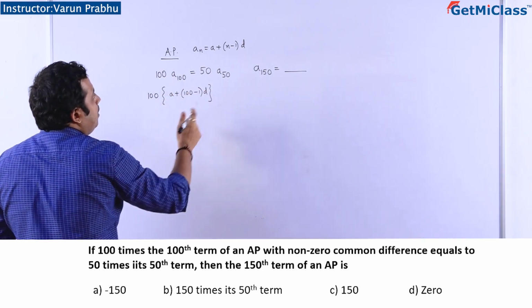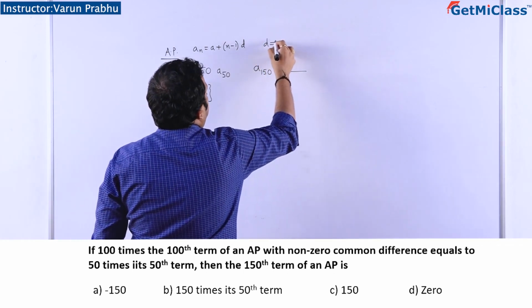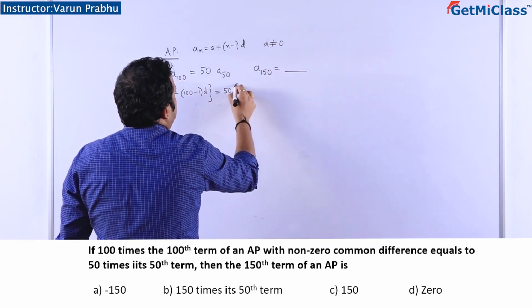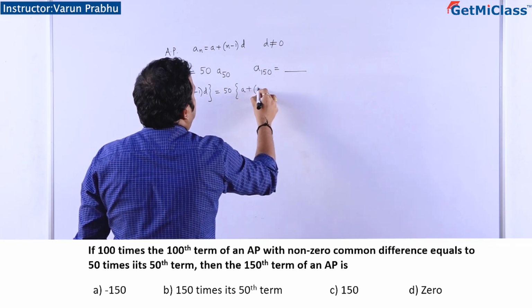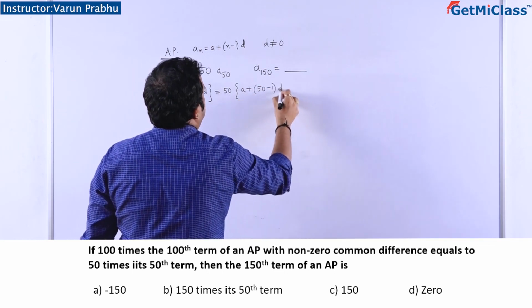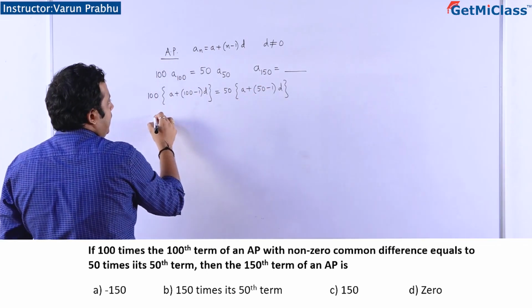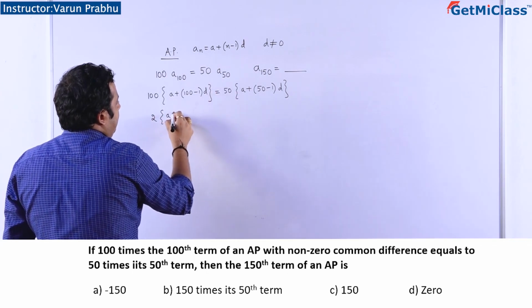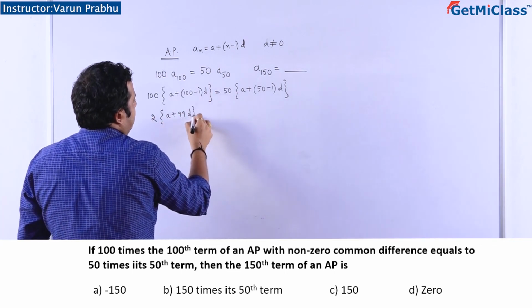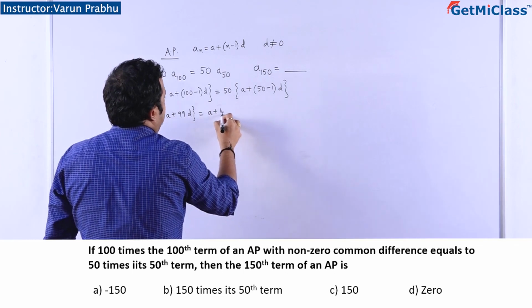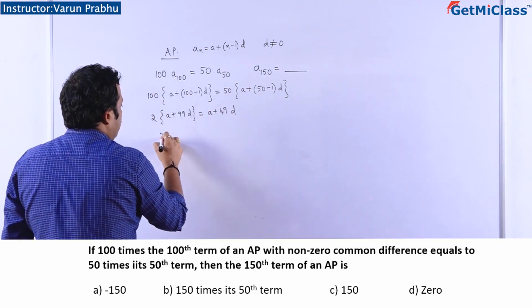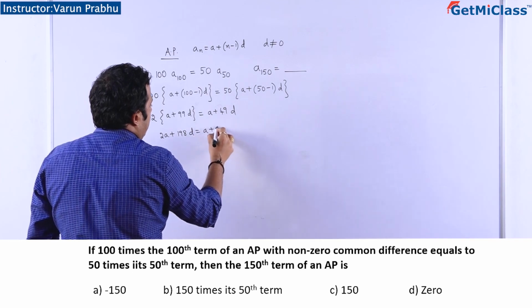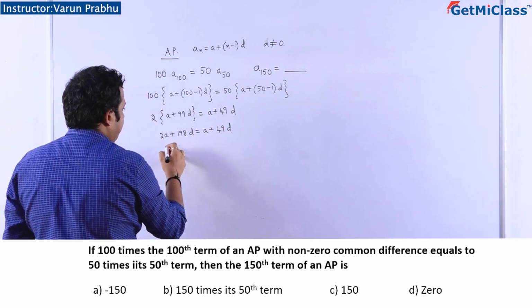And it's told in the problem that the common difference should not be equal to 0. Non-zero common difference is told in the problem. That is equal to 50 times (a plus (50 minus 1) times d). Correct or not? So I can say 2, because 51s are 52s are. a plus 99d, that is equal to a plus 49d. So 2a plus 198d, that is equal to a plus 49d.